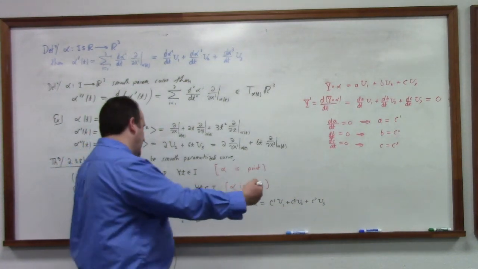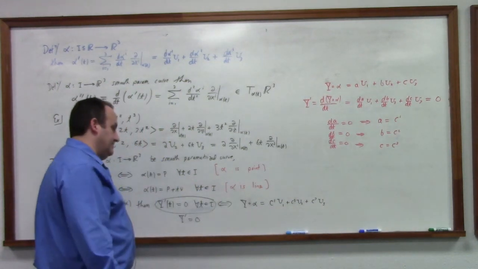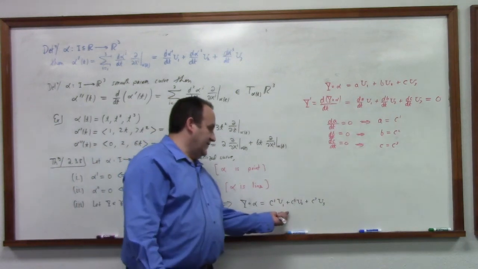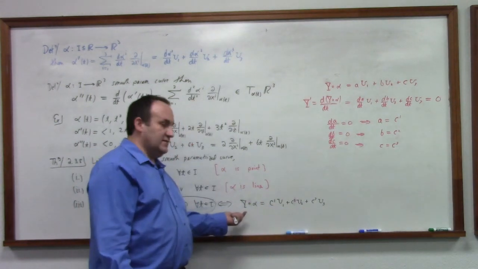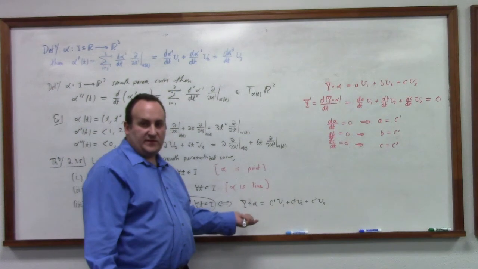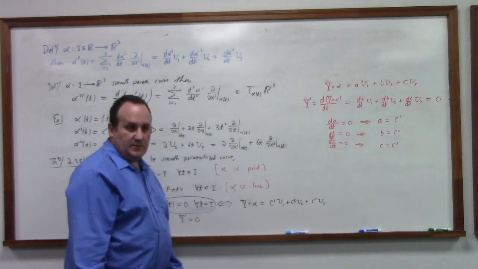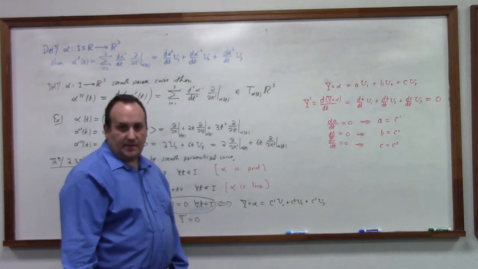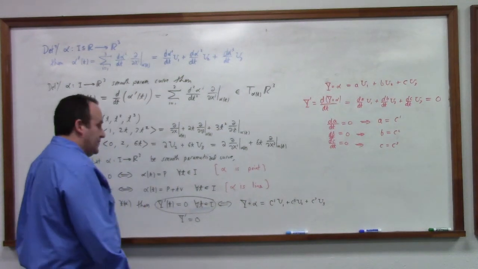In the reverse implication, it's almost the same. If you have that those are constants, if you differentiate this, constants differentiate to 0, so we get y prime is 0. And the proof of parts 1 and 2 is very similar.